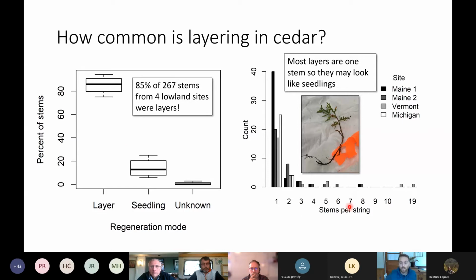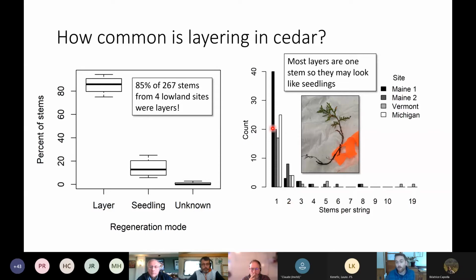Similarly, if we look at each of those individual layers, here on the x-axis I'm showing the number of stems that were connected in a string. And then the y-axis is just the count, and the different color of the bars corresponds to a different site. What we can see here is one individual layer, but it's actually not attached to anything else, so that would fall into this one stem per string group. If there was another individual layer currently attached to this individual, then that would fall into the 2 stems per string group.